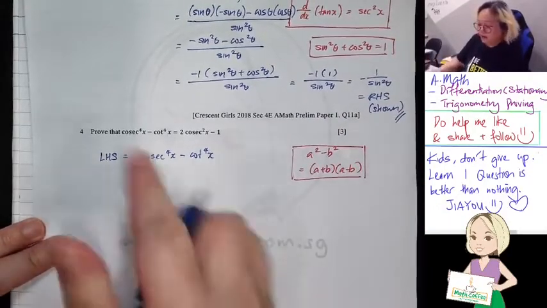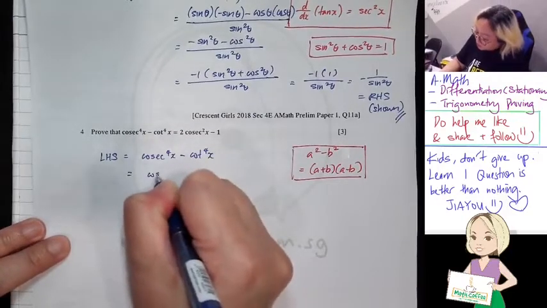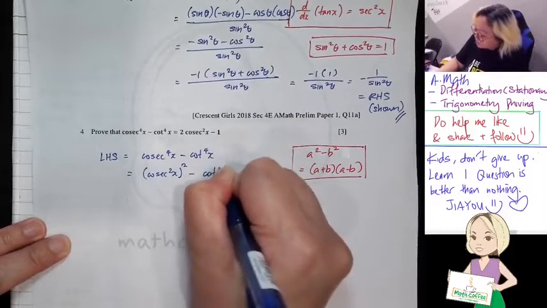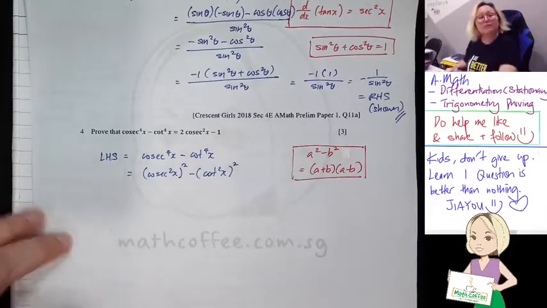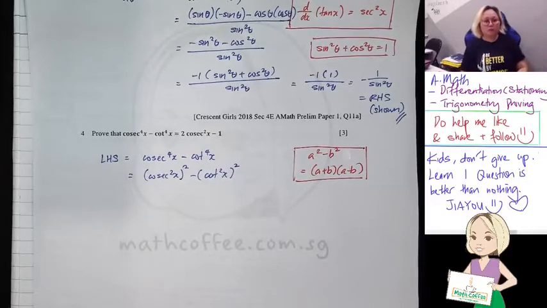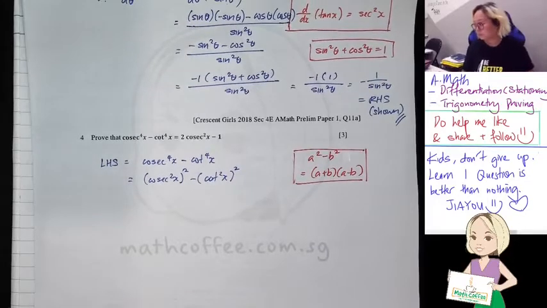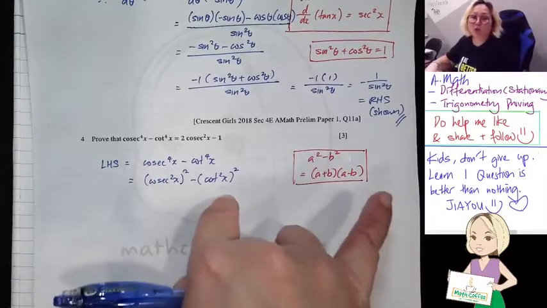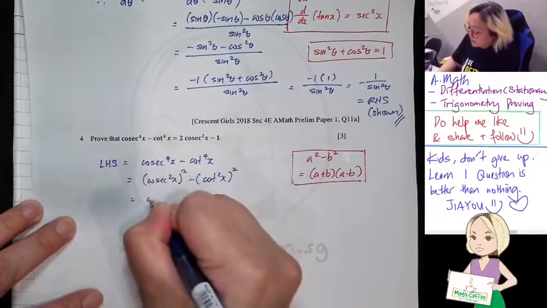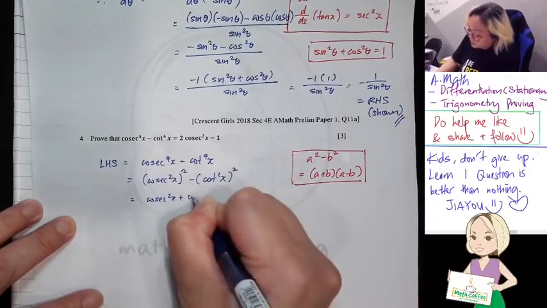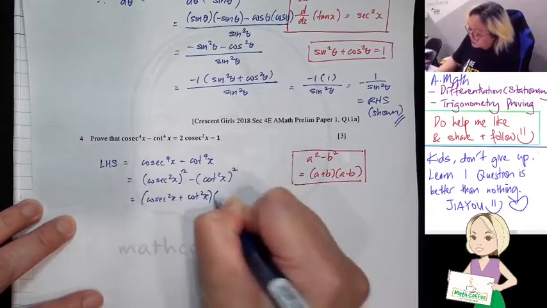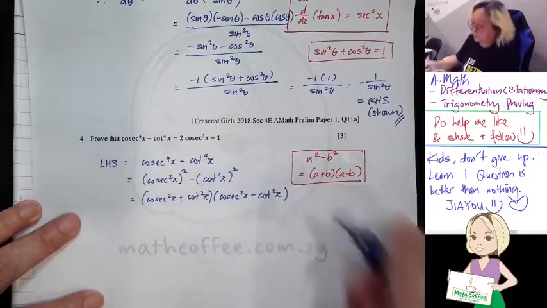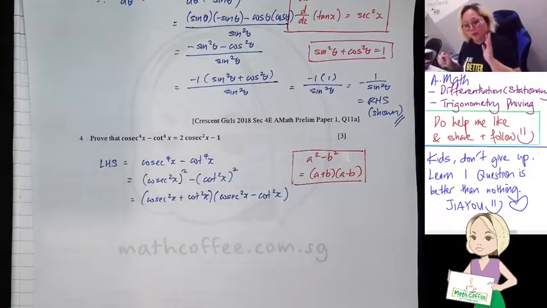So this one, I will rewrite this as cosecant square x, squared, minus cotangent square x, squared. Okay, a square minus b square. So in this case, my a is cosecant square x, my b is cotangent square x. So now it becomes a plus b, a minus b. Okay, a plus b, a minus b.